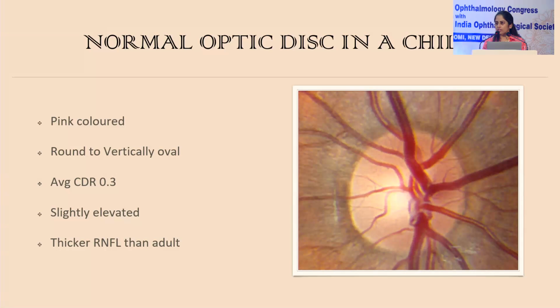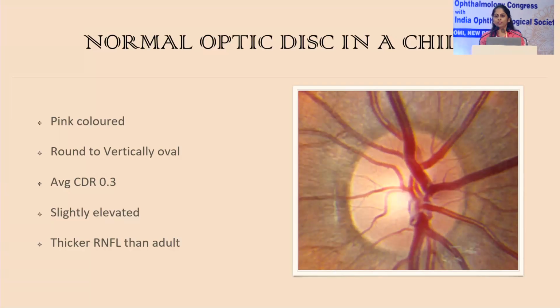So let's know what is a normal disc. A normal disc in a kid is usually pink colored, more vertically oval than rounded as you see in adults. The average cup disc ratio is around 0.3. Of course it is variable. It is slightly elevated from the surface, and the RNFL layer is quite thicker in kids as compared to that of adults.